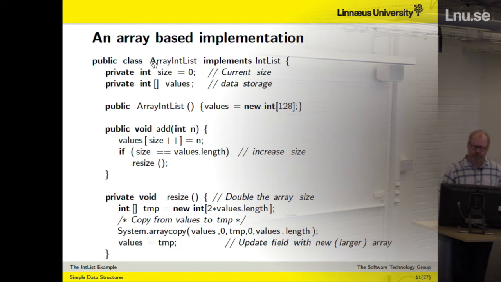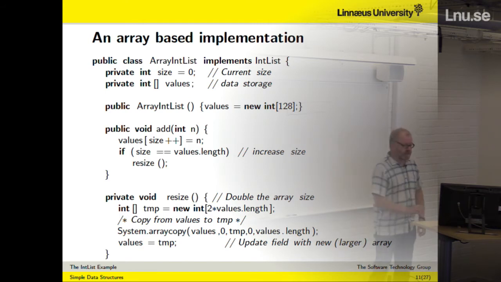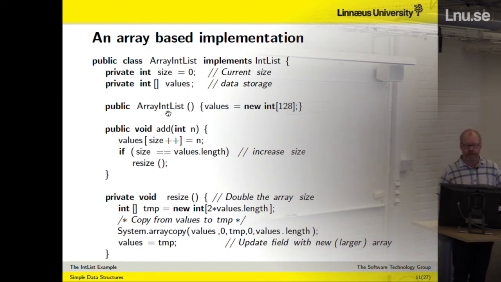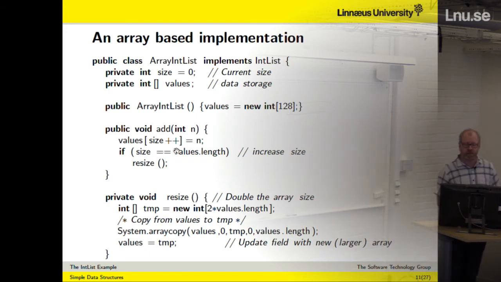So here is my class, ArrayIntList, that implements the IntList interface. I decided that we need two fields. I must keep track of the current size, and I need somewhere to store my values. I store my values in an integer array. Initially, when we are creating an object of this class, I'm saying that the size of this array should be 128. So I have a constant size array where I'm storing my values. When I'm adding a new element to it, in most cases I am just inserting it at size, increasing the size counter, so I'm inserting the new element into this array.